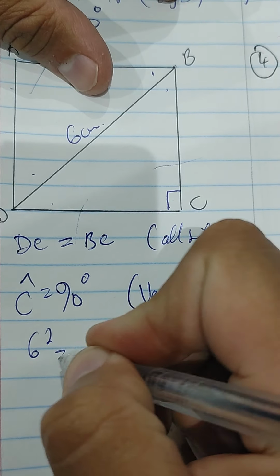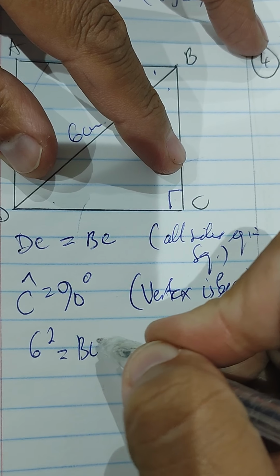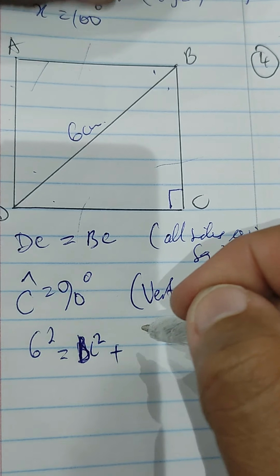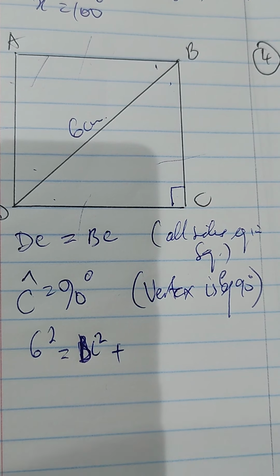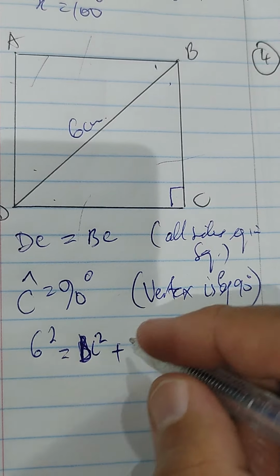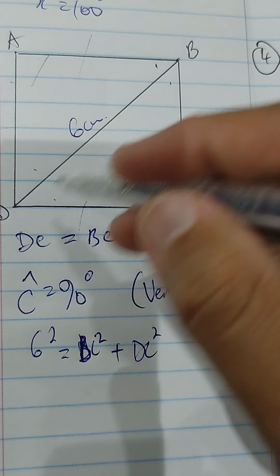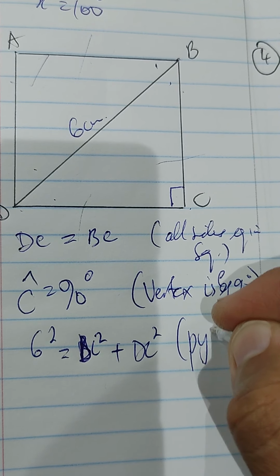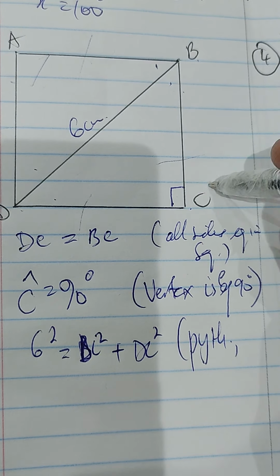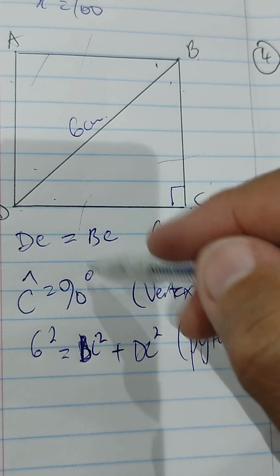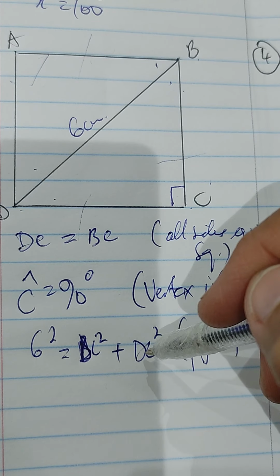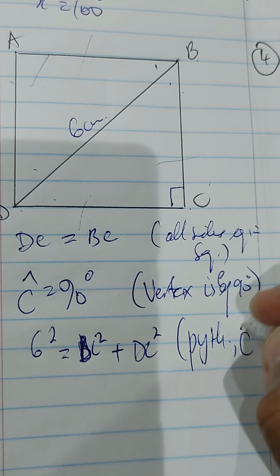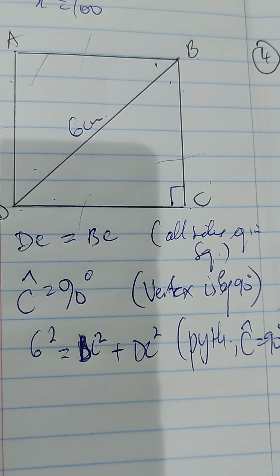So I say 6 squared is equal to DC squared plus, I could have said BC squared, but since I wanted to calculate DC, I'll stick with DC. Okay, so I can say that squared plus that squared is equal to 6 squared. Since we have indicated BC is also equal to DC, I can just write DC plus DC, so that we have one variable only. Pythagoras with angle C equals 90 degrees.